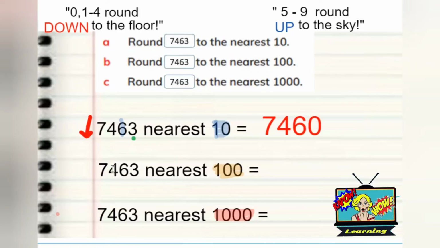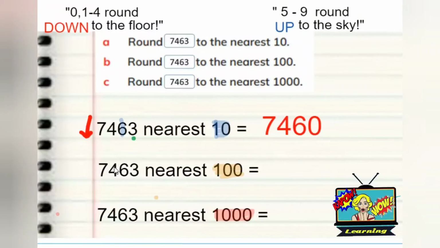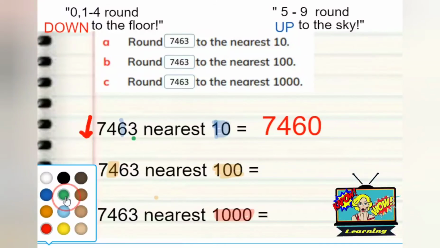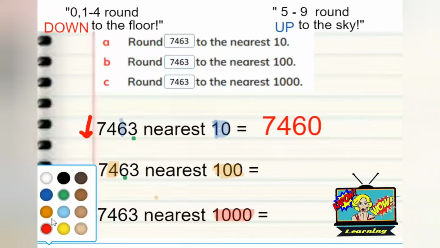The next number is 7,463 rounded to the nearest 100. Well, you should know that the 100 is the 4 here, the 400. So that is the number that might change or not. We look at the number before, which is the 6. Now remember, 1 to 4 round down to the floor, 5 to 9 round up to the sky. Well, it is a 6, so we round up to the sky. We're going to go up to the sky, and that's why it's in blue.